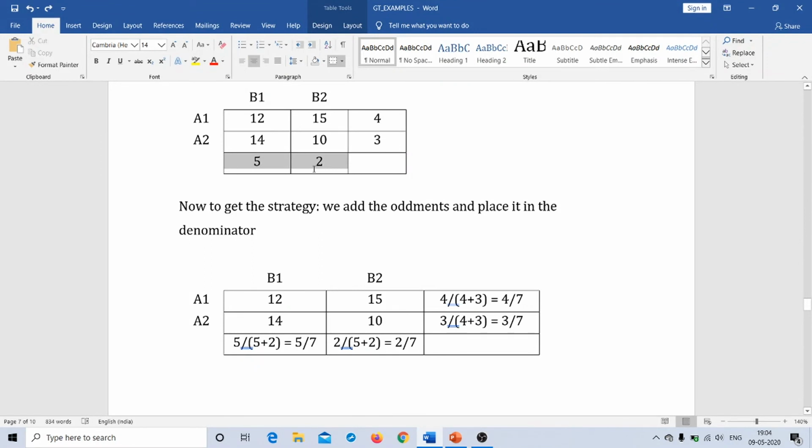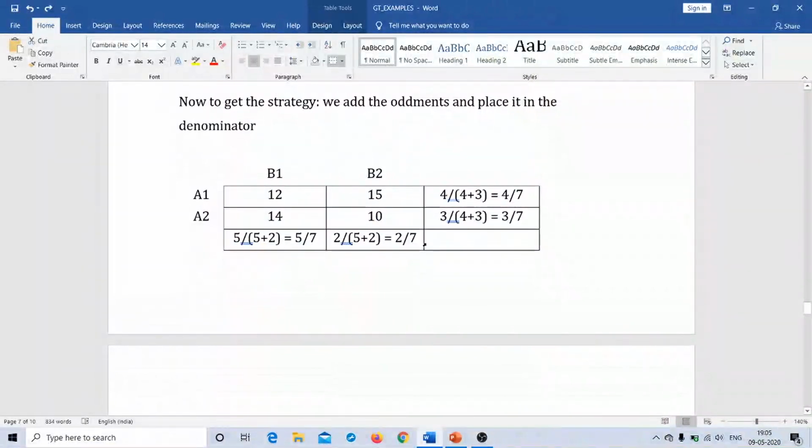Similarly, if I look at the columns, I say 5 divided by 5 plus 2, that is 7, so 5 by 7. Similarly, this column is 2, so 2 divided by 5 plus 2, which is 7. So finally I get 4 by 7 and 3 by 7 for player A, and 5 by 7 and 2 by 7 for player B.